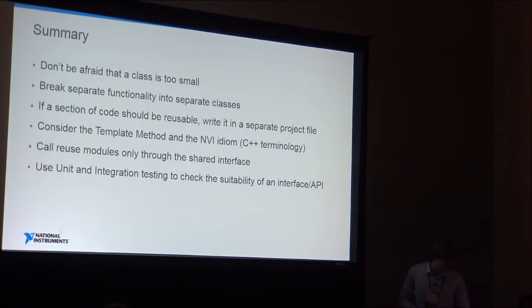And use unit and integration testing to check the suitability of an interface or API. By having at least one caller before you start trying to publish your things, you can check that they're not completely unreasonable. I've still made plenty of not ideal choices even doing this, but probably fewer than I would have made otherwise.